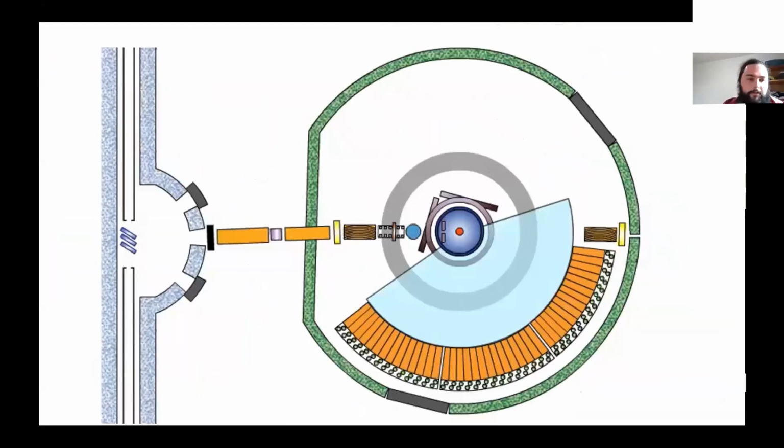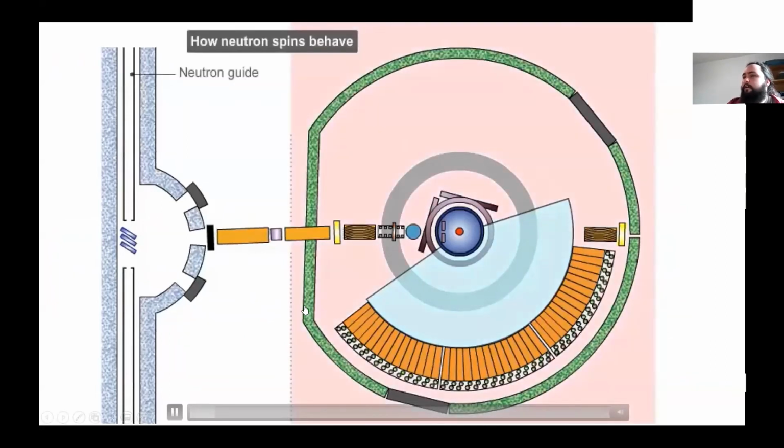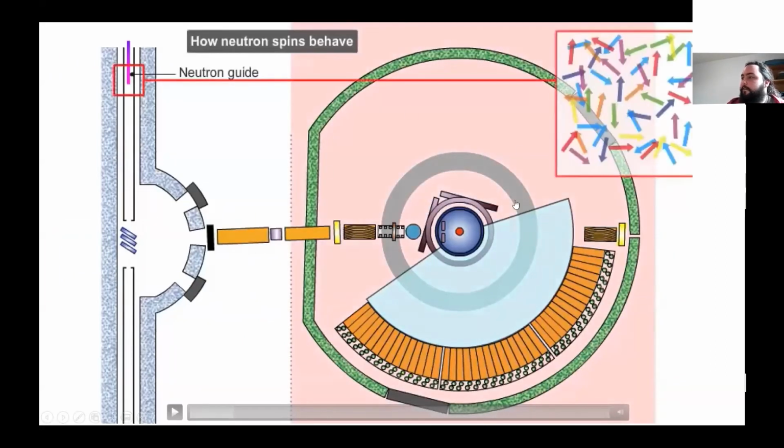So this is an animation of how D7 works. But I forgot to say that D7 has a weak guide field, which is a magnetic field applied in the Z direction along the entirety of the instrument. This is used to keep the beam polarized, otherwise it would depolarize due to external fields.